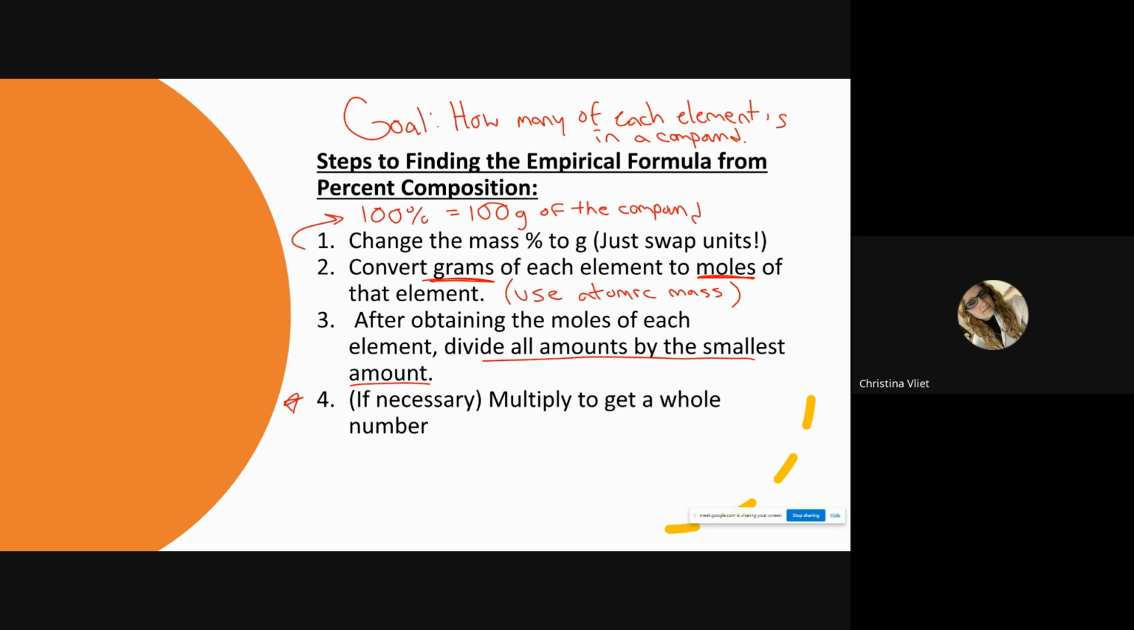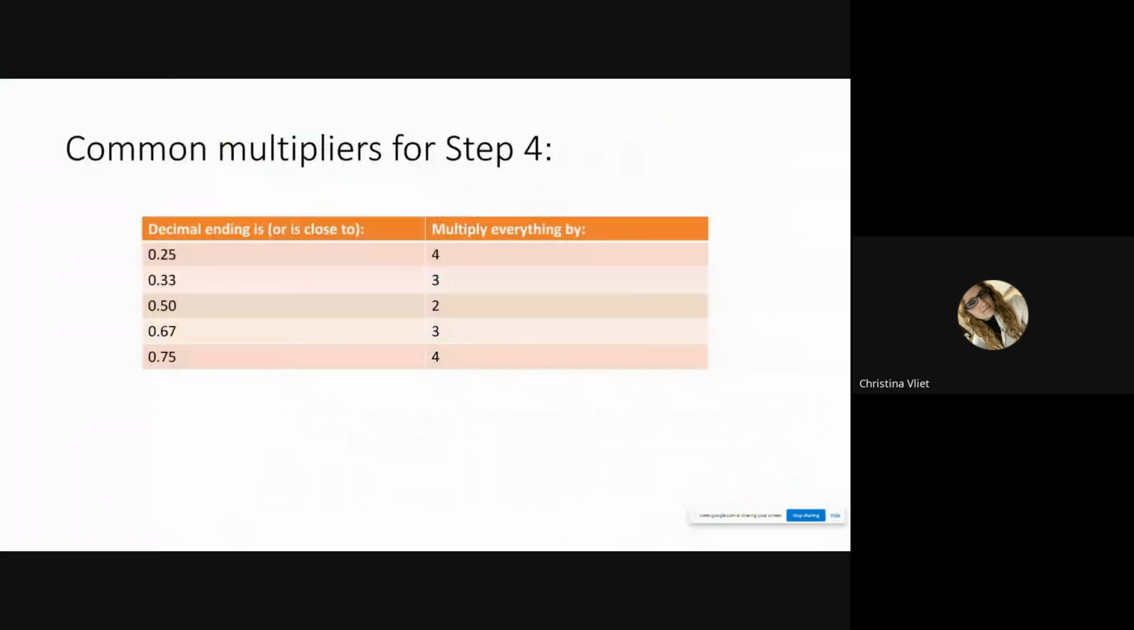You're going to multiply to get a whole number. I used to write this on the board, but last night I was like, you know what, I'm just going to give it to you all. So, common multipliers for step 4, we'll go back to this. Some of you might be like, yeah, miss, I know that. If your decimal ending is 0.25, in order to get that to a whole number, you would multiply by 4.